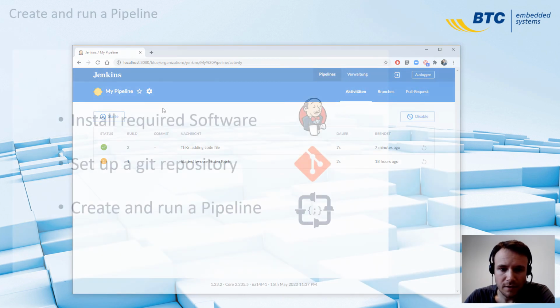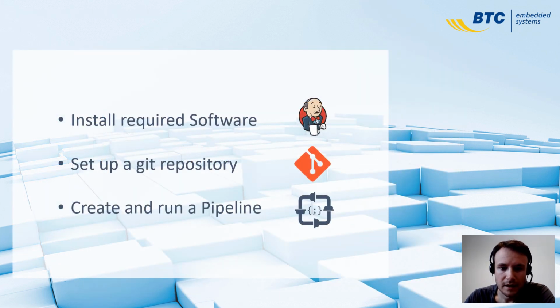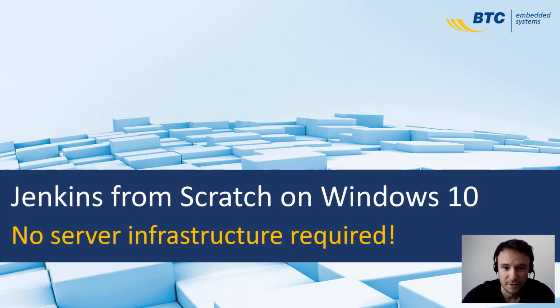In summary, we've installed the required software, set up a local Git repository that we can now use with Jenkins, and we've created a pipeline that we can easily modify and experiment with. I hope this video motivates you to get started with Jenkins, to get some hands-on experience, and take a look at the documentation to learn more about the pipeline language, or reach out to the community in case you need help with something special.